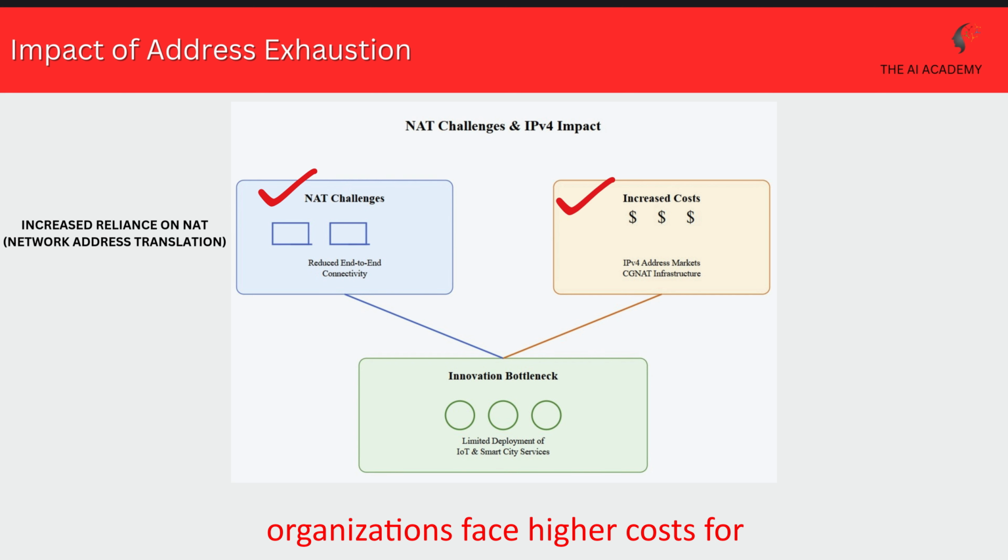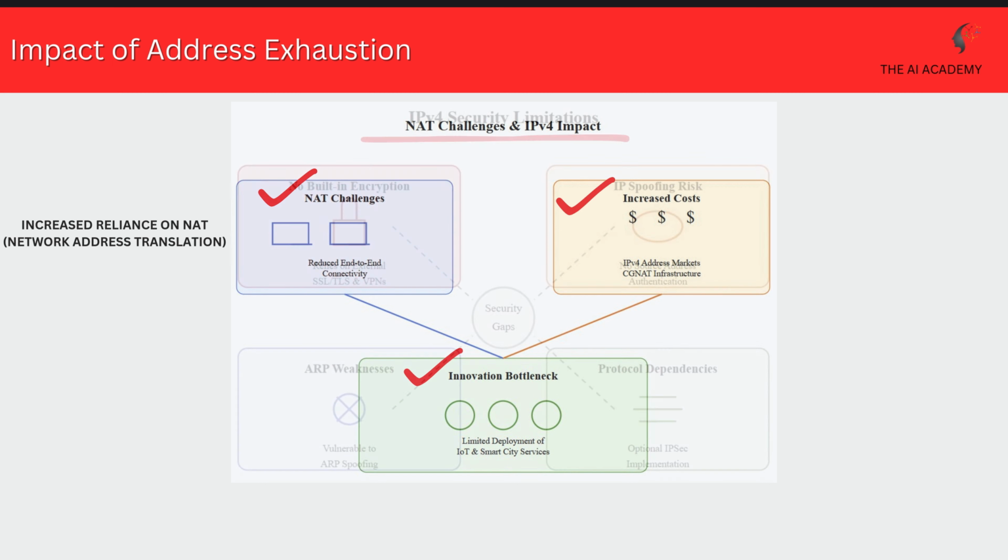Then there are increased costs. Organizations face higher costs for obtaining IPv4 public addresses from secondary markets. ISPs often resort to carrier-grade NAT, CG-NAT, adding infrastructure expenses. And the innovation bottleneck: the scarcity of addresses limits the deployment of new services, especially those requiring extensive IP allocation, such as IoT or smart city applications.